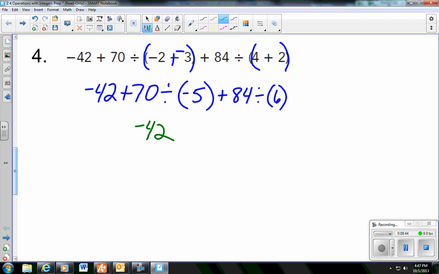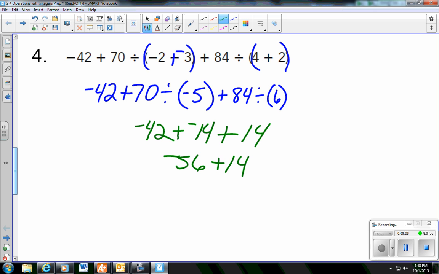Negative 42 stays. We'll do 70 divided by the 5, and we'll get 14. Now 70 divided by the negative 5, there's 1 negative sign there, so our 14 needs to be negative 14, plus 84 divided by 6 is 14. Okay, so now we've got 2 addition problems left and we're done. 42 negatives plus 14 negatives will give us 56 negatives plus 14 positives.